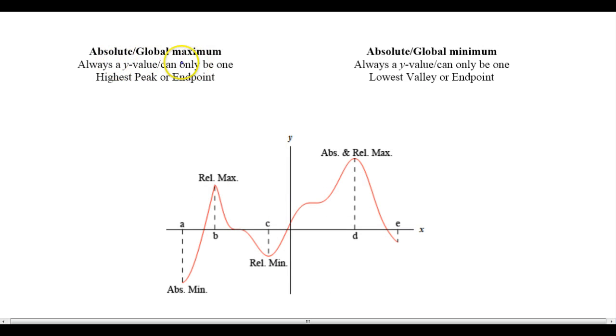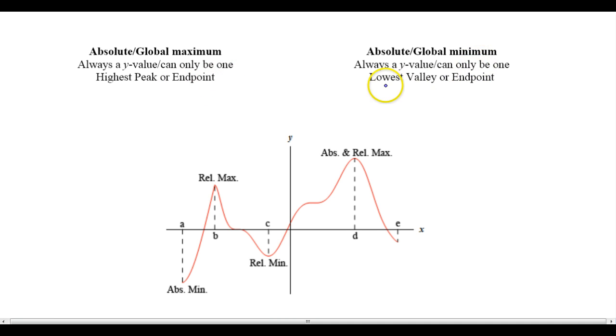The other type of max and min are called absolute or global maxes and mins. Again, they have to be y values, but the only difference is there can only be one. There can only be one. So here we're still thinking peaks, but it has to be the highest peak. Or an absolute maximum can occur at an endpoint.